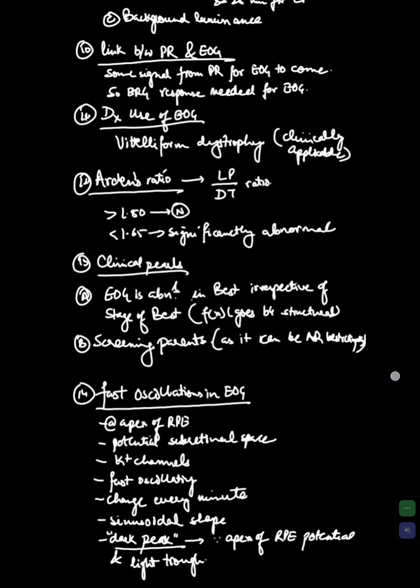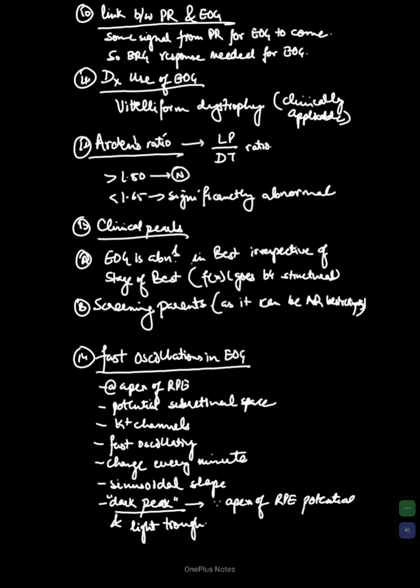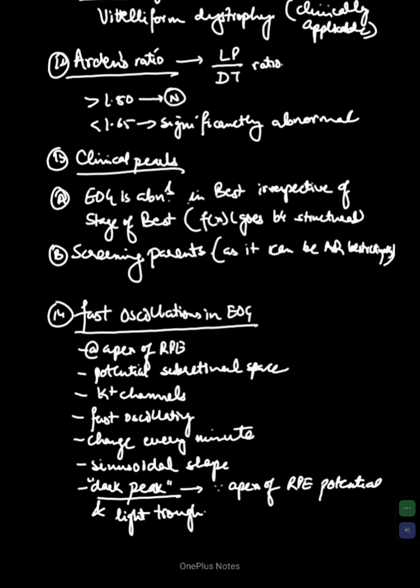What are the various clinical pearls for EOG? EOG is abnormal in BEST irrespective of the stage of the BEST. So BEST can be any stage, stage 1 to 5, but EOG has to be abnormal. And EOG helps in screening patients. EOG helps in screening parents of the patients with BEST. Why does it help in screening the parents? Because it can catch autosomal recessive BEST retinopathy.